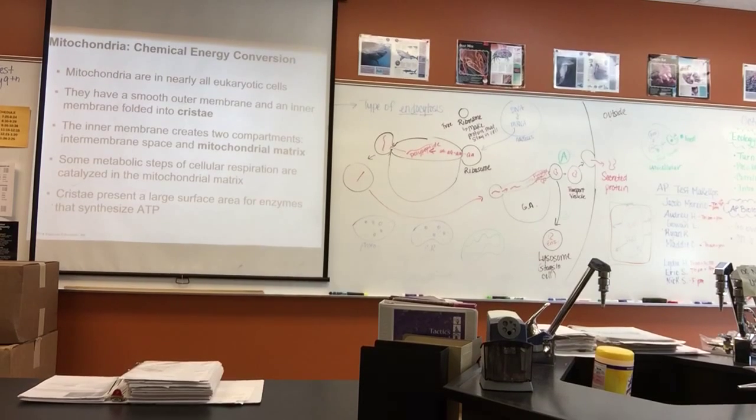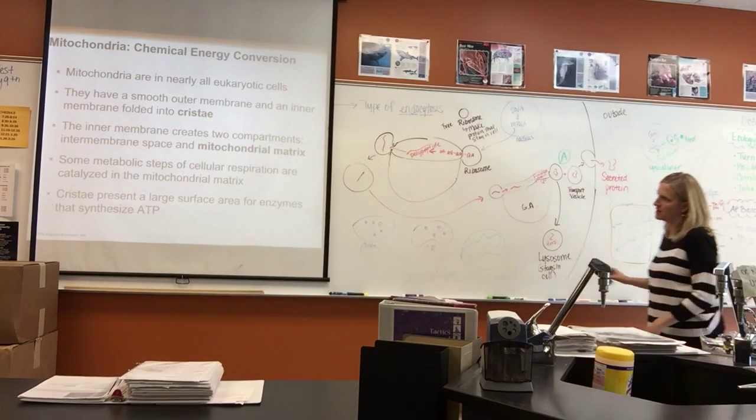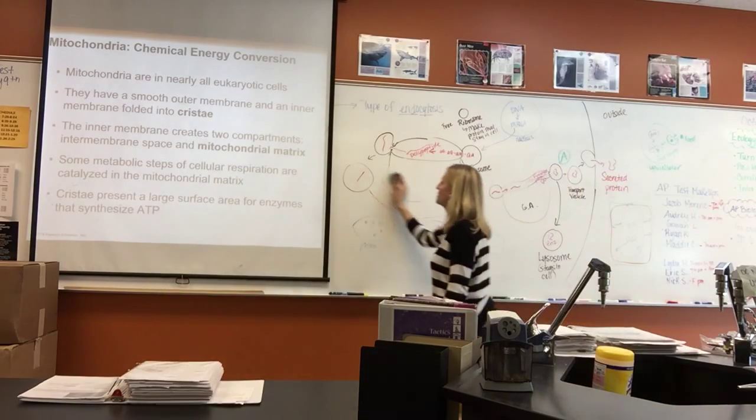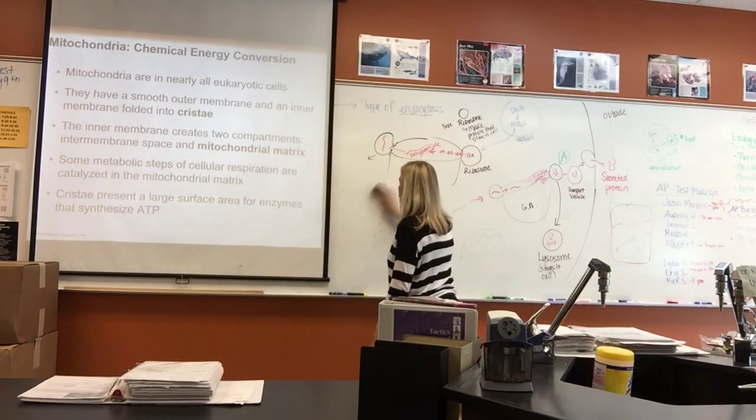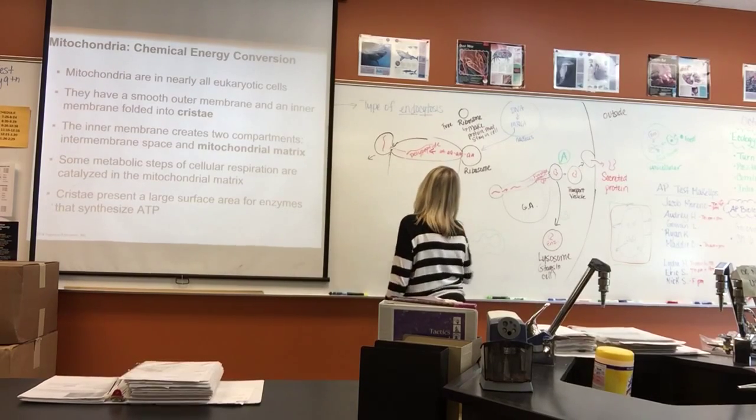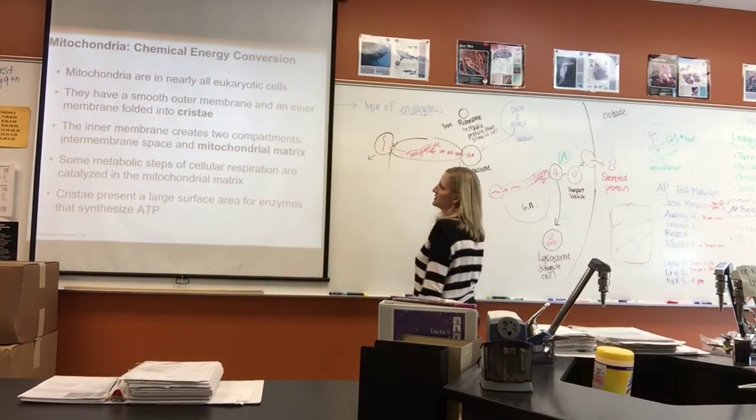So let's look a little bit more in depth about the mitochondria. In eukaryotic cells, they have a smooth outer membrane and an inner membrane folded into cristae. The inner membrane creates two compartments. We call them the inner membrane space and the mitochondrial matrix.